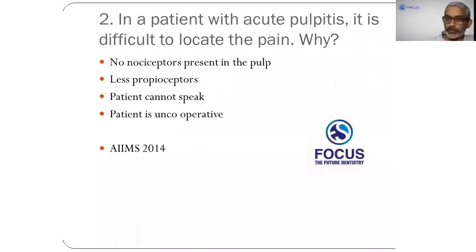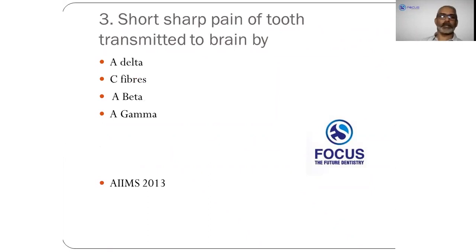In a patient with acute pulpitis, it is difficult to locate the pain. Why? Suppose the patient is having a periodontal problem, many times you are able to locate that particular tooth. But when the patient is having an acute pulpitis, he comes to you and is not able to locate which tooth it is coming from. The answer is basically because we learned that pulp doesn't have proprioceptors. That is the reason why your patient is not able to tell you from which particular tooth he is having the pain.